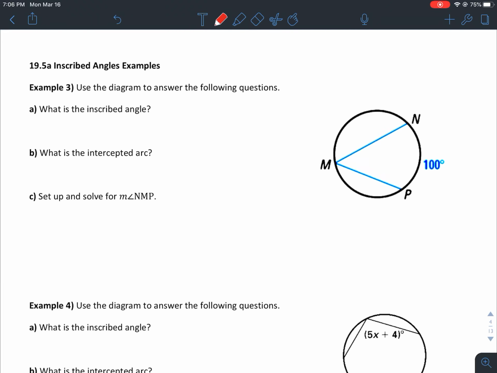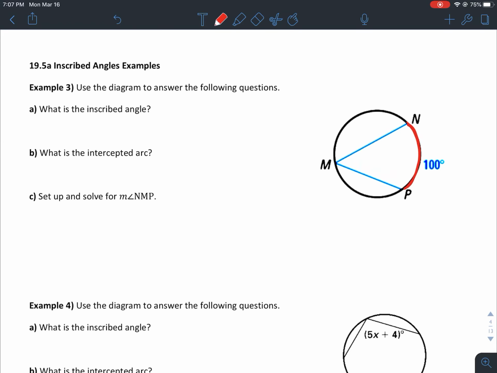All right, next. Let's see if you can do this one. It asks what the inscribed angle is, what the intercepted arc is, and then it asks you to solve for the inscribed angle. Now keep in mind, the inscribed angle is equal to half that of the arc, right? When we're dealing with inscribed angles, they're always half the arc measurement. So go ahead, pause the video, see if you can do this one.